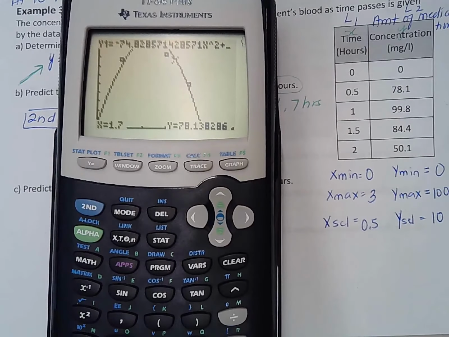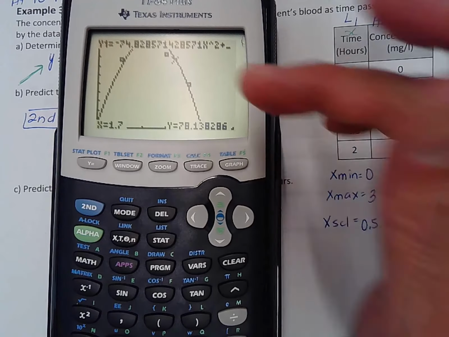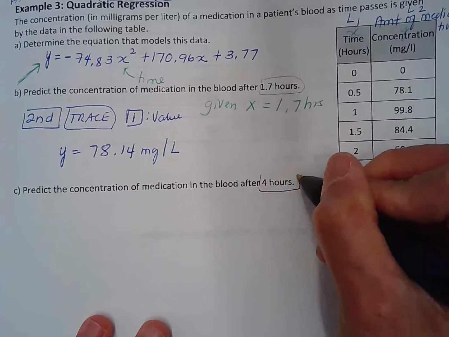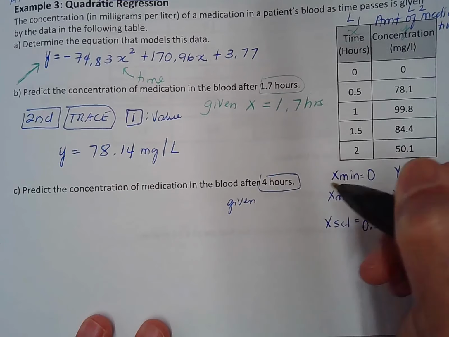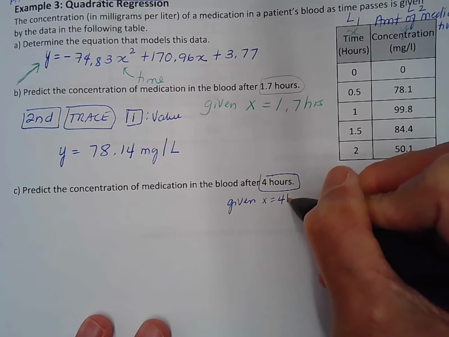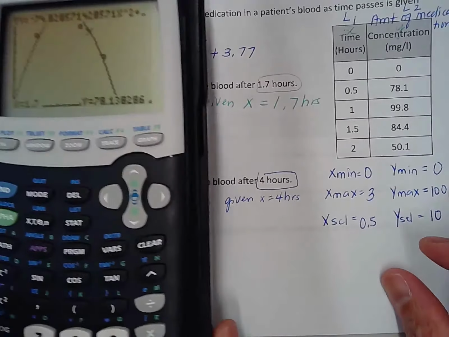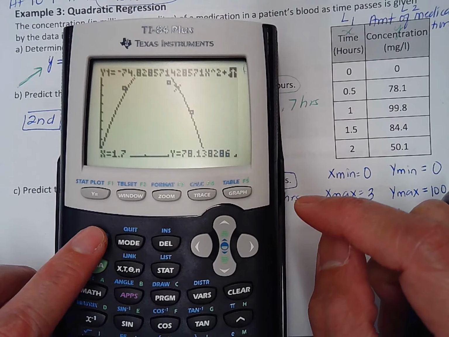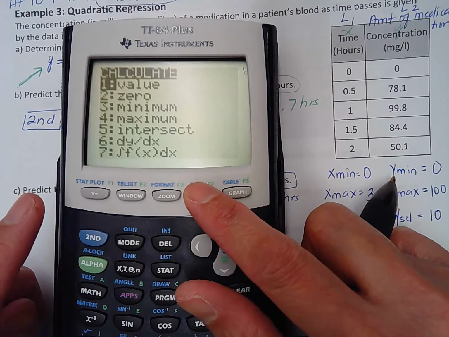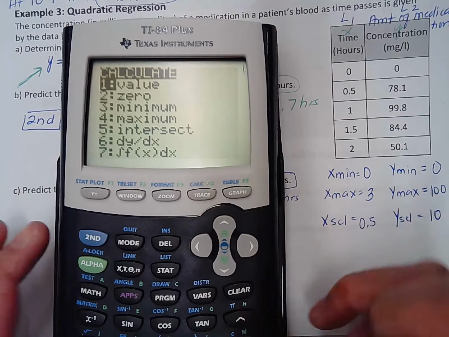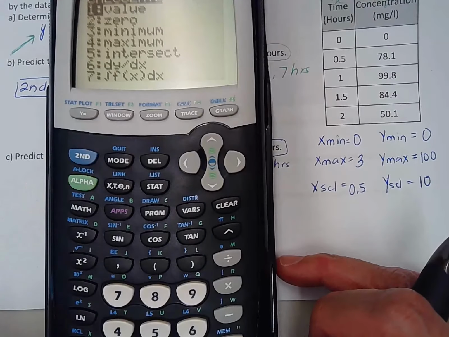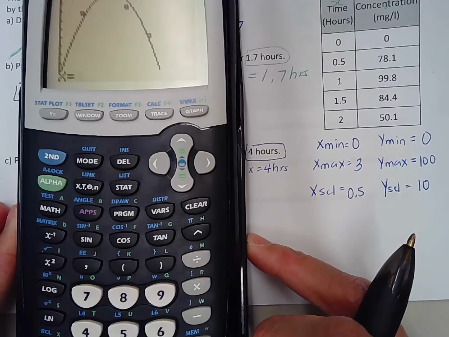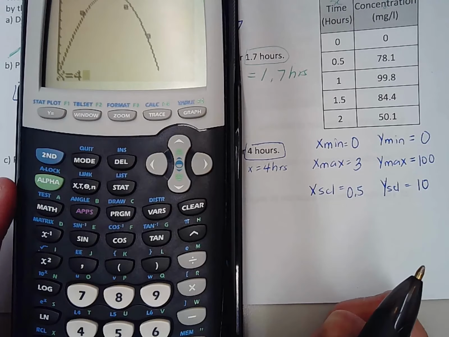Okay, so what we're going to do is use our equation to figure that out. What did they give us? They're given x being 4 hours. Now I'm going to take a look again. So second function, trace, and then we're going to press 1. It's waiting for us to enter 4 hours. So let's enter 4 hours.